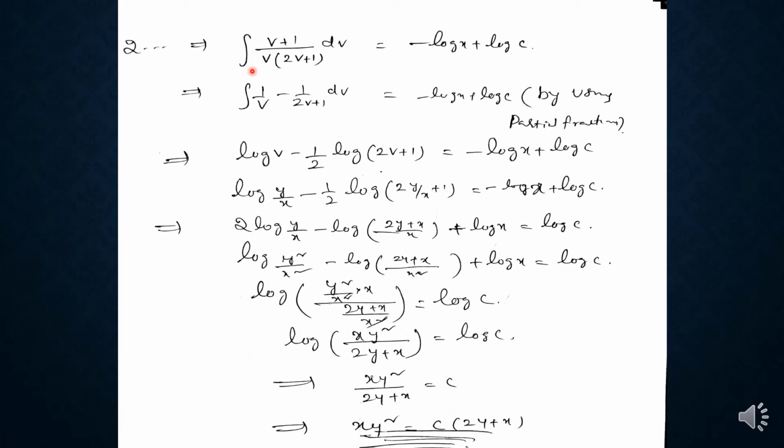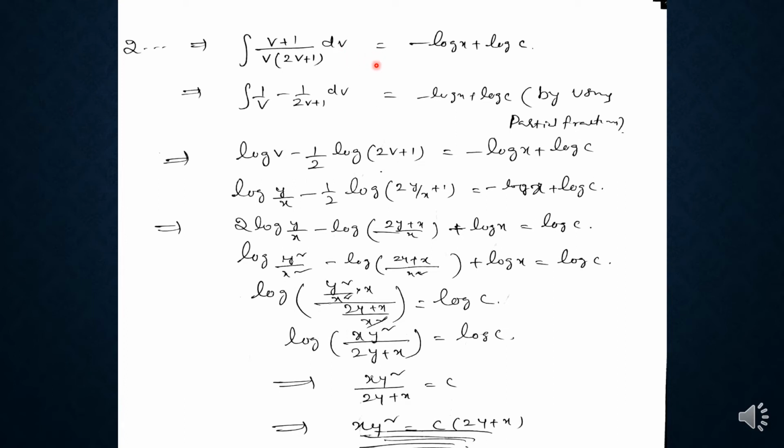So that is the integral of (v plus 1) by v into (2v plus 1) dv is equal to the integral of dx by x, which is log x. The minus is also there: minus log x plus the constant, log c. Here we can write it using partial fractions. This can be written as (v plus 1) by v into (2v plus 1) is equal to a by v plus b by (2v plus 1).